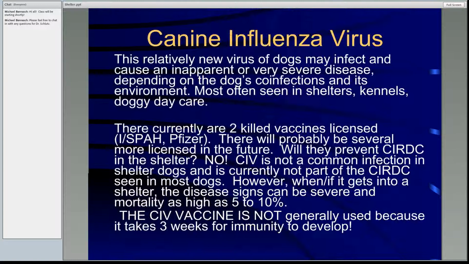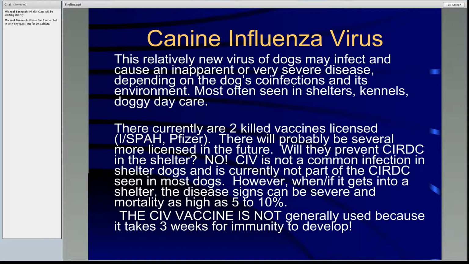With regard to canine influenza virus, we actually do not recommend this particular vaccine in shelters, mainly because it takes too long for immunity to develop. It takes a minimum of 3 weeks. You have to give 2 doses of it. It's a killed vaccine, and you have no protection until 7 days after the second dose. And the shortest period of time that you should have between those doses is 2 weeks. So that's why we've got this 3-week period. So we rarely are using canine influenza virus vaccine in shelters.